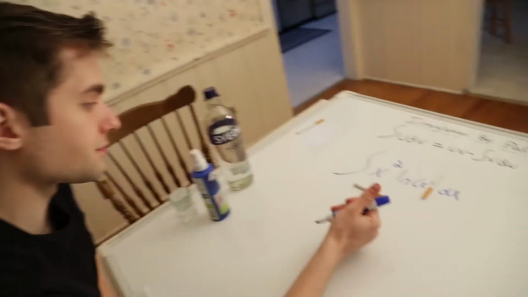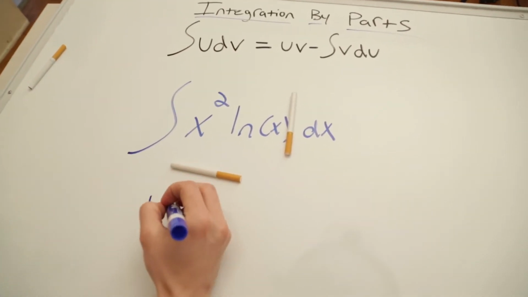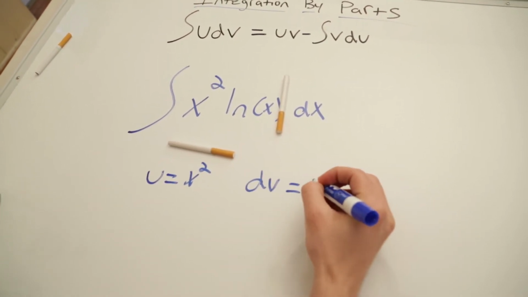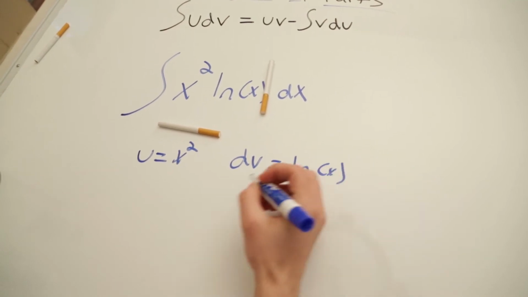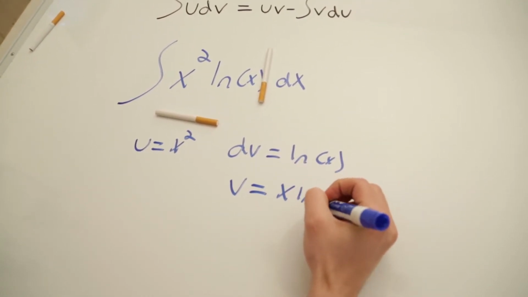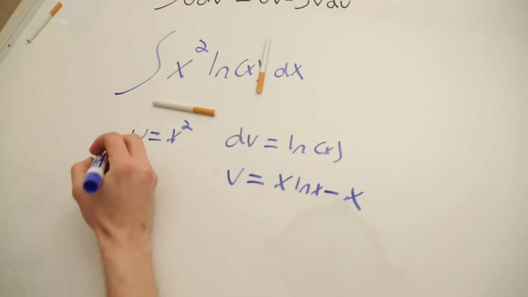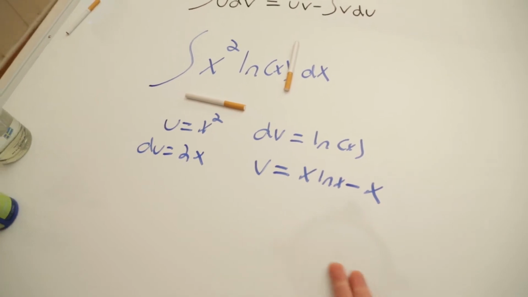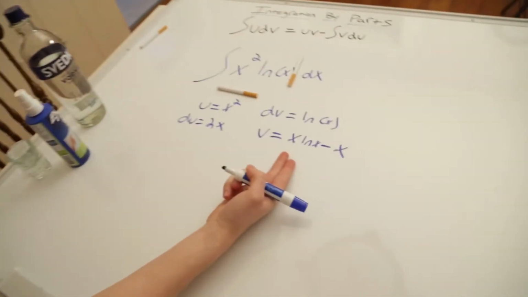So the most important part of these problems: pick the correct u and the correct dv. Let's look at what would have happened if we would have flipped it. So if we would have said u equals x squared and dv equals ln x, I can tell you that the integral of ln x is x ln x minus x, and then du equals 2x. This is so much worse. What are we supposed to do with this?